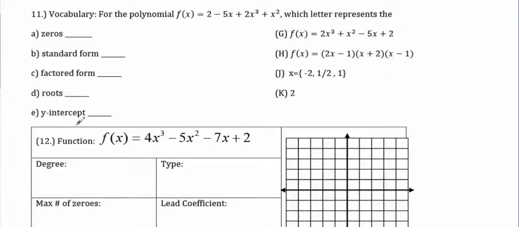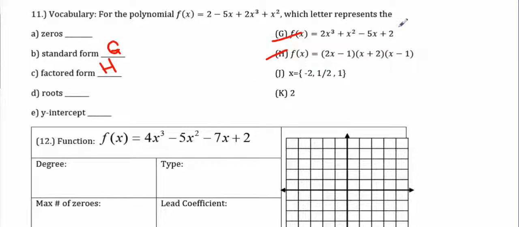Okie dokie, page number 4. So matching. Let's look at the standard form first. Standard form is a polynomial written from highest degree to lowest degree and all multiplied out. So that would be G. Factored form, that would be H.